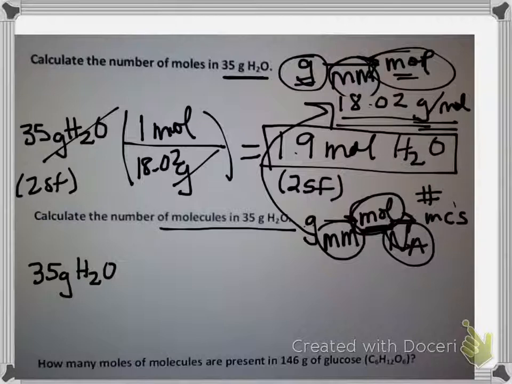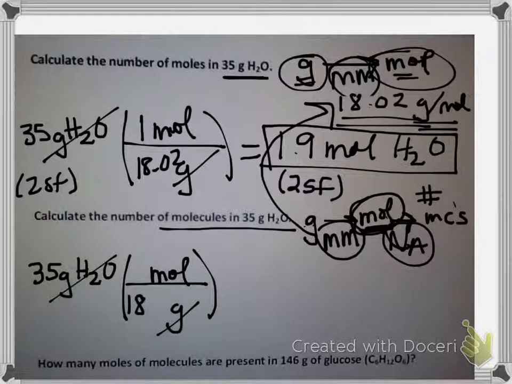We're going to go from grams to moles first using the molar mass of water. This is actually what we did last time, but let's just look at it again. We've got 35 grams of water. We're going to go from grams to moles. Always go through the mole. So we've got a gram on top, gram on bottom. The molar mass of water is 18.02. There's 18.02 grams per every mole of water.